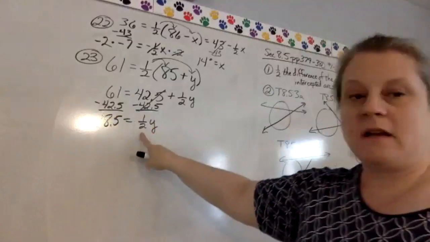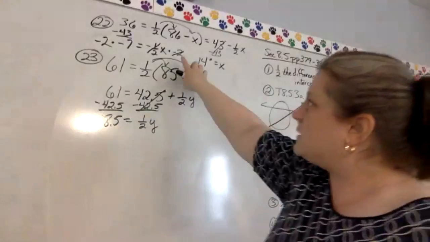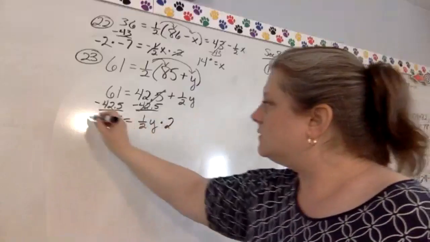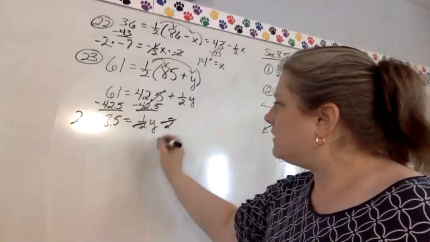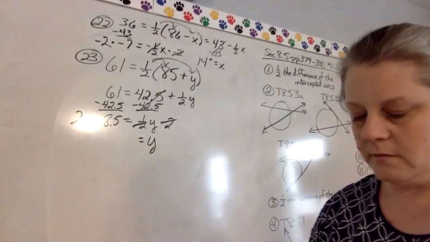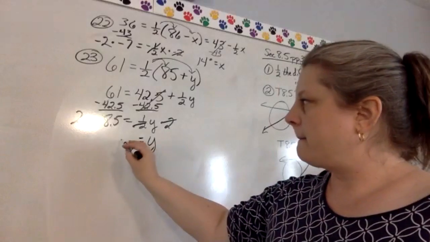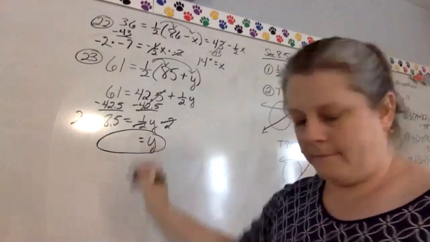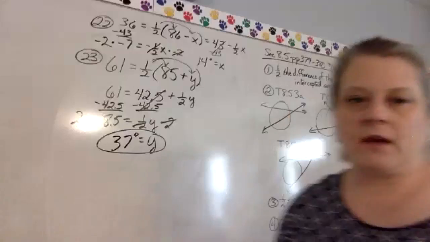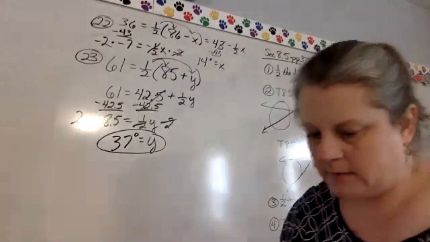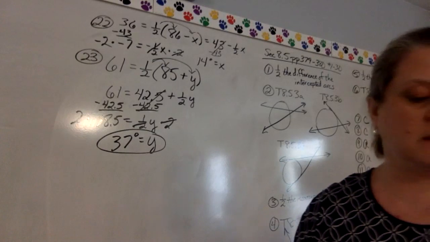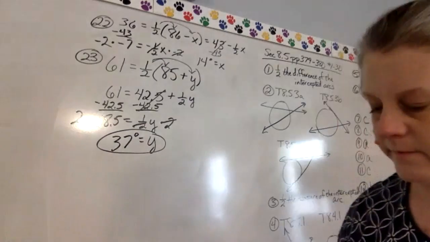And then the opposite of a half we talked about on the previous problem was multiplying by 2 to get it to cancel. So that cancels out and you have y, and then 2 times 18.5. $37. So the missing arc measure was 37 degrees. It's doing the same thing we did on 16 through 21. It's just we actually have to do a little bit more work now.